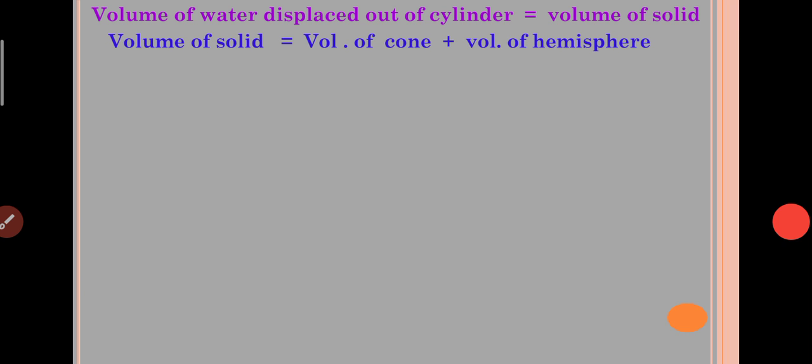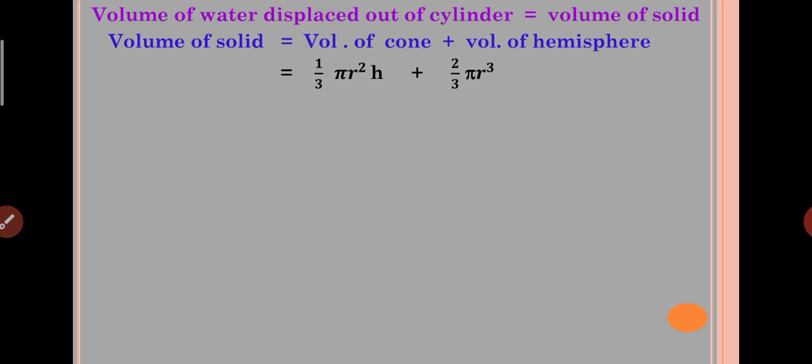Volume of the water displaced out of the cylinder is nothing but equal to the volume of the solid, that you know very well. So how to find the volume of the solid? Volume of the solid equals volume of the cone plus volume of the hemisphere, isn't it? That is the total solid. Volume of the cone plus volume of the hemisphere. Now you substitute the formula.